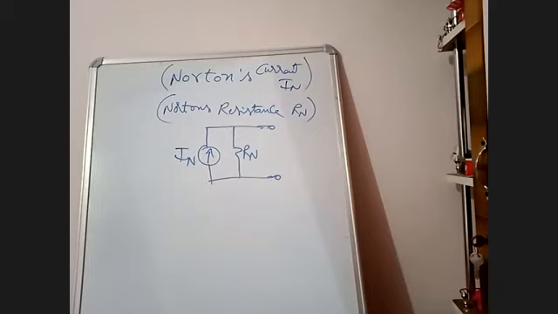Suppose any resistance is in series with a current source, what will happen? It will be burnt out. If any resistance is in series with the current source, that will be burnt out. So resistance should not be in series with the current source. Always resistance should be in parallel with the current source. We'll do an example, then you can understand.